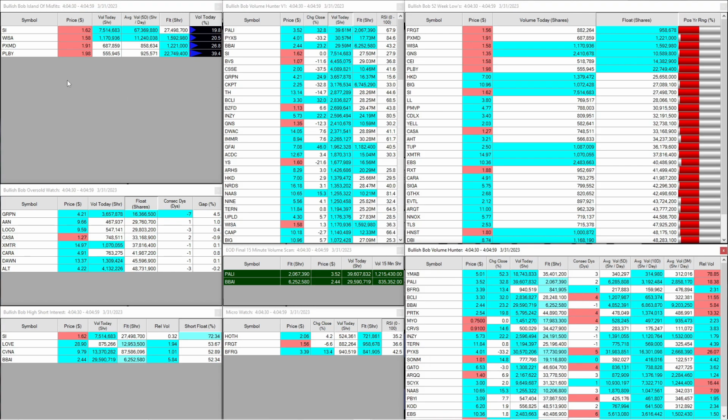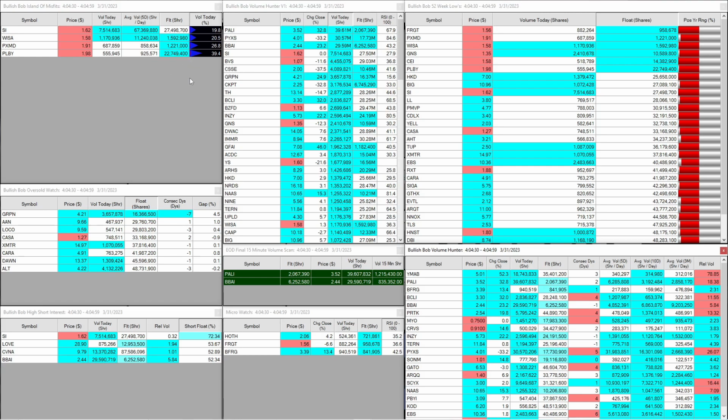And just to quickly go over, we have the Bullish Bob Island of Misfits. So these are stocks that were gapping up recently, on high volume, and they basically were tapering back down. And basically at this point, they're getting no volume. You can see that the volume percentage today is very, very low. And so at one point, they were very, very hot stocks, and they gapped up like crazy, and now they're fizzling out and they're not being traded or played with as much.